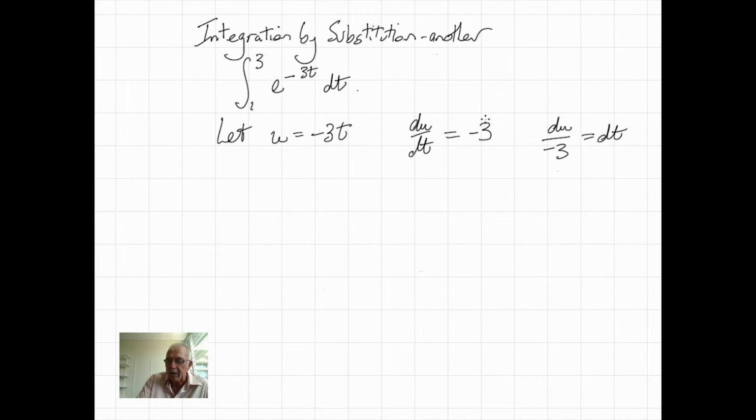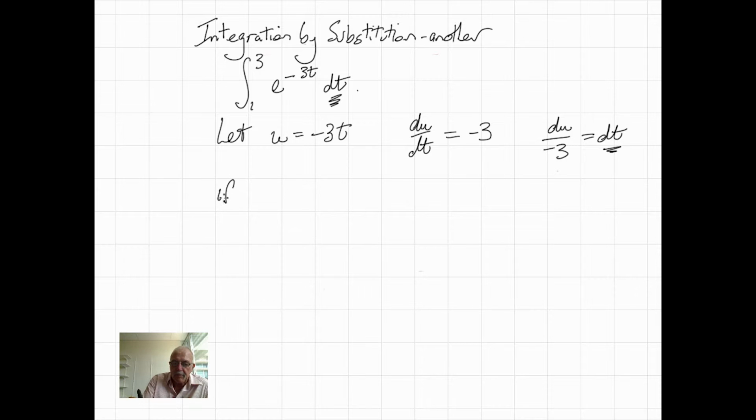Now this only works when you've got a single entity here, and all of whatever's there has to come down below. So we've got du over negative 3 equals dt, which we can substitute up there. We've got negative 3t, but we have not got these limits in u values yet. They are still t values.